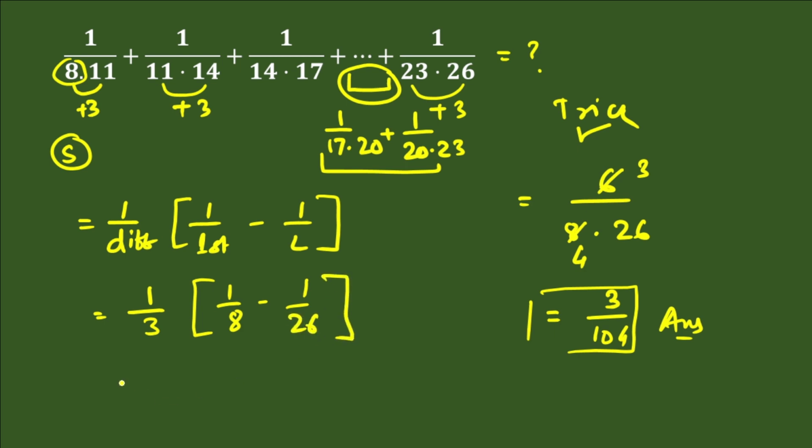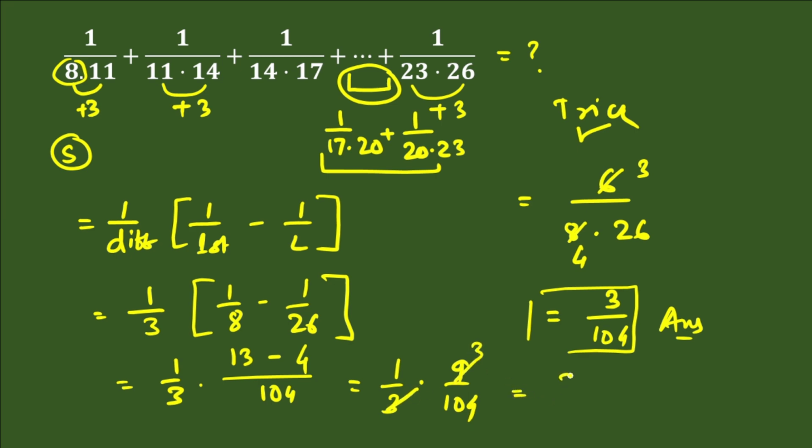So now we'll simplify it. So it is 1 by 3. The LCM of these two terms will be 104. So 13 8s are 104, so 13 minus, and here 26 4s are 104, so it is 4. Now we'll simplify it. So the value will be 1 by 3 multiplied by 13 minus 4, which is 9, divided by 104. So 3 times 3 is 9, so here it will be 3 divided by 104.